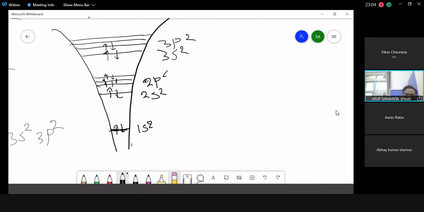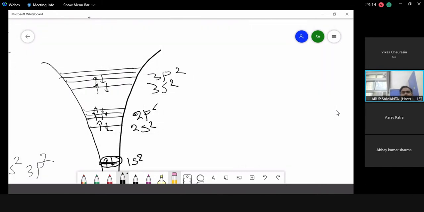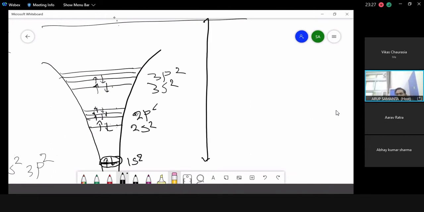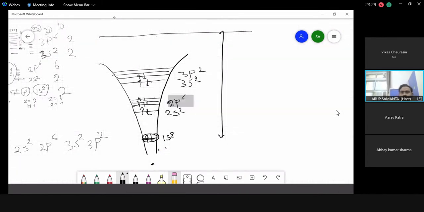Now you should keep this drawing in mind. Energetically, this is close to the nucleus, so this is deeper energy. If you want to remove an electron from the 1s level, you need higher energy, up to the vacuum. This is deeper energy, this is lower energy. If you want to remove an electron from here, you need lower energy. This is close to the nucleus, so the electron is attracted very strongly. So removal of an electron from the 1s level of silicon is very difficult.